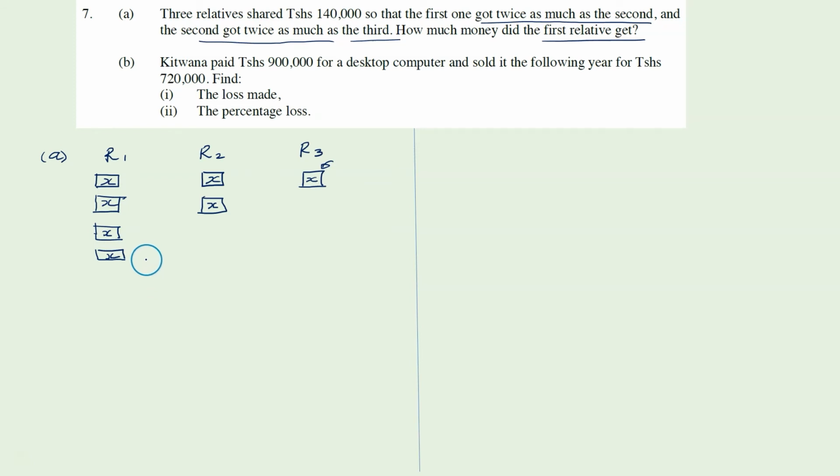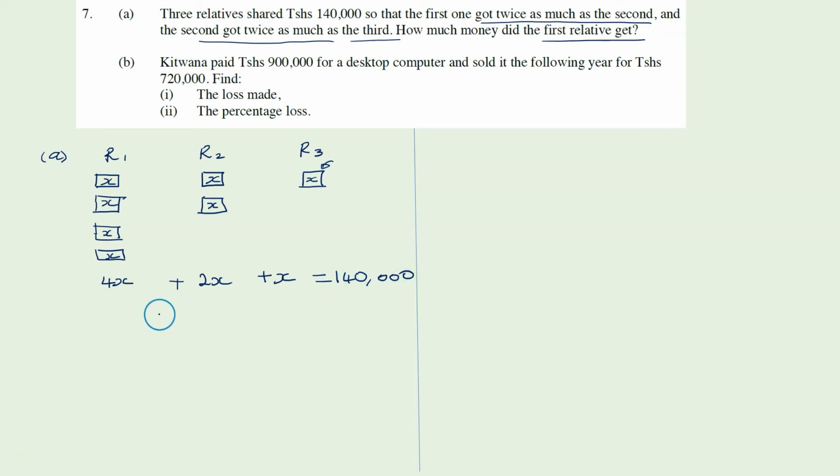Okay, so now we need to think about math. All the money in these boxes needs to add up to 140,000 shillings. So I'm going to put the algebra part now. There is 4x for relative 1, and we need to add for relative 2 there is 2x, for relative 3 there's only 1x, poor thing. All this money needs to add up and make 140,000 shillings.